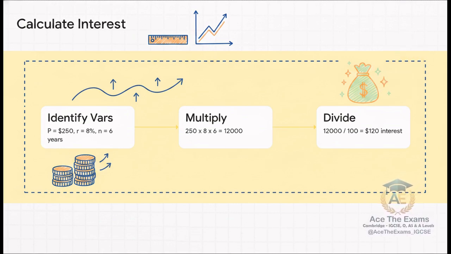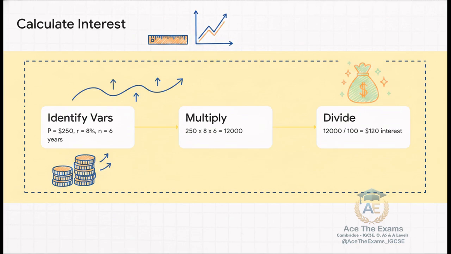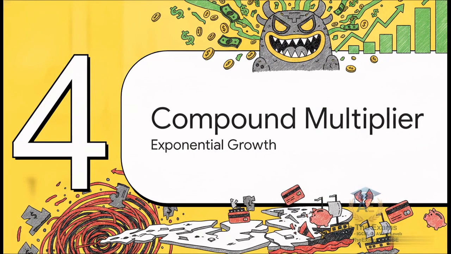But listen to me carefully. The real world of finance and the hardest questions on your 0580 syllabus rarely operate on simple interest. Section 4, the compound interest multiplier. We have finally reached the boss level.